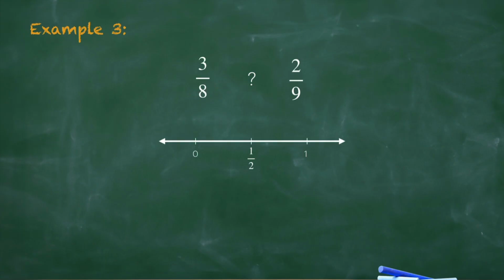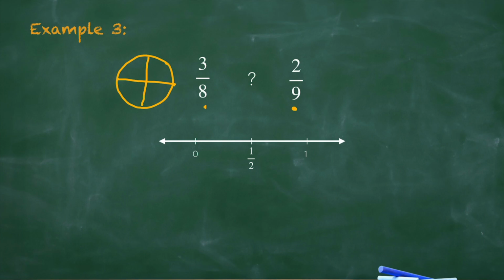In example number 3, we are comparing these two fractions: 3/8 and 2/9. You can find a common denominator to compare, or you can just think about the size of the fraction. Think about this fraction as a piece of pie.